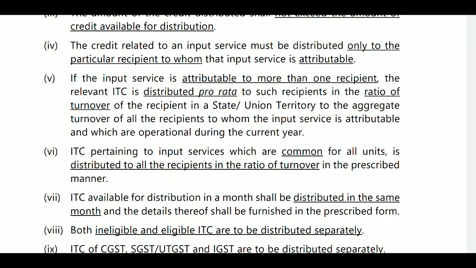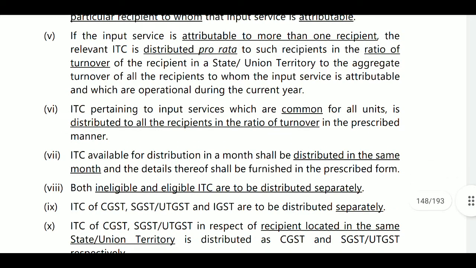Next, ITC available for distribution in a month shall be distributed in the same month. So this must be used in the same month only. If you have any pending distribution from a previous month, you will not distribute it now. Same month closes the matter, and details thereof shall be furnished in the prescribed form. Both ineligible and eligible ITC are to be distributed separately.